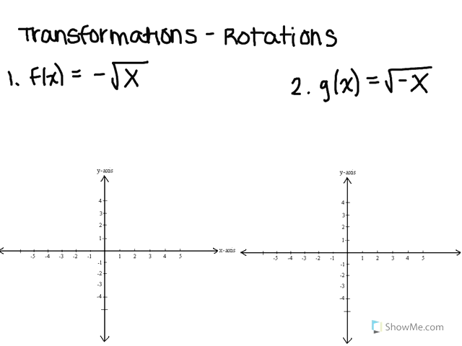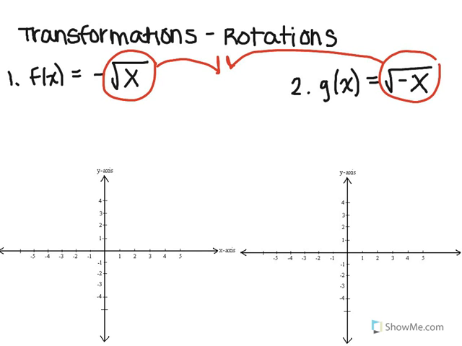With both of these functions, the parent graph is the square root of x graph, which starts at the point (0, 0) and increases as it goes towards the right, but there's nothing on the left side of the graph. And that has to do with the fact that when we have a square root function, since we're just dealing with real numbers, when we take the square root of 0 or anything positive, we'll get a real number.